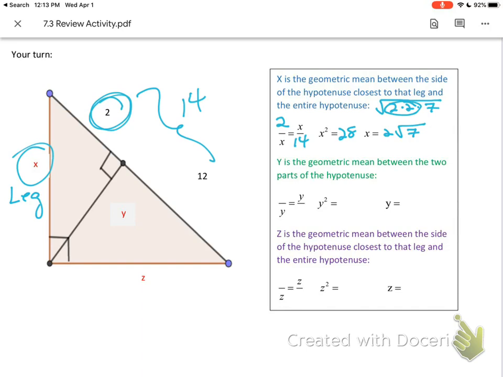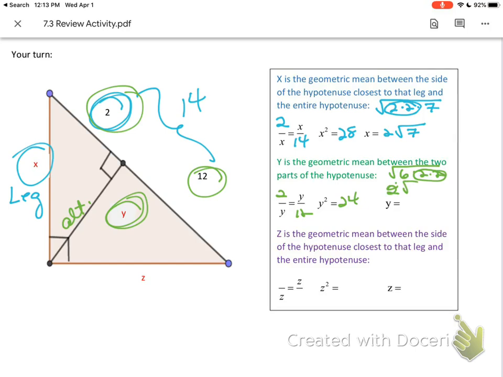Okay, time to turn to green. If you haven't tried to do this first on your own, please do that. Here's my green. My green is the altitude. The altitude is a geometric mean between each piece of the hypotenuse. So 2 and 12. That is 24. 24 we know is 6 times 4, which is 2 times 2. And this comes out as a 2 root 6. So 2 root 6 is my answer for the y value, and the y value was the value for the altitude.